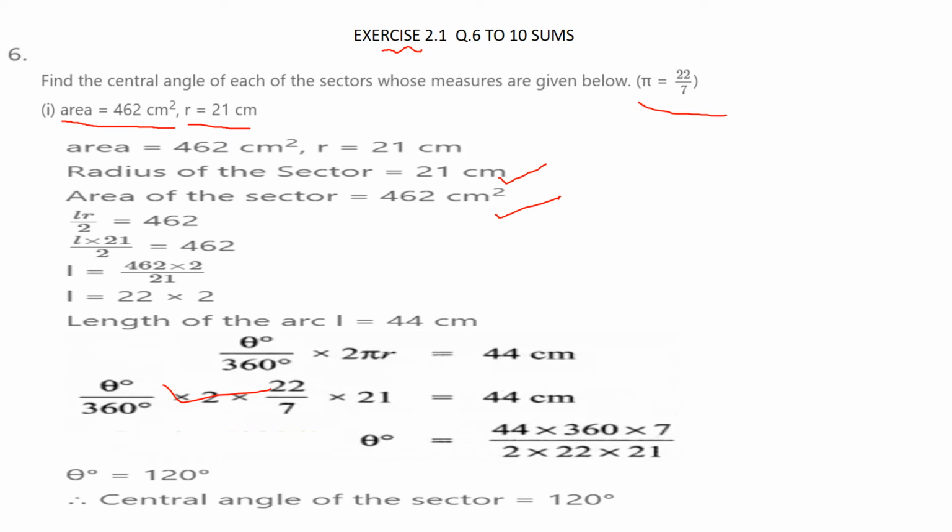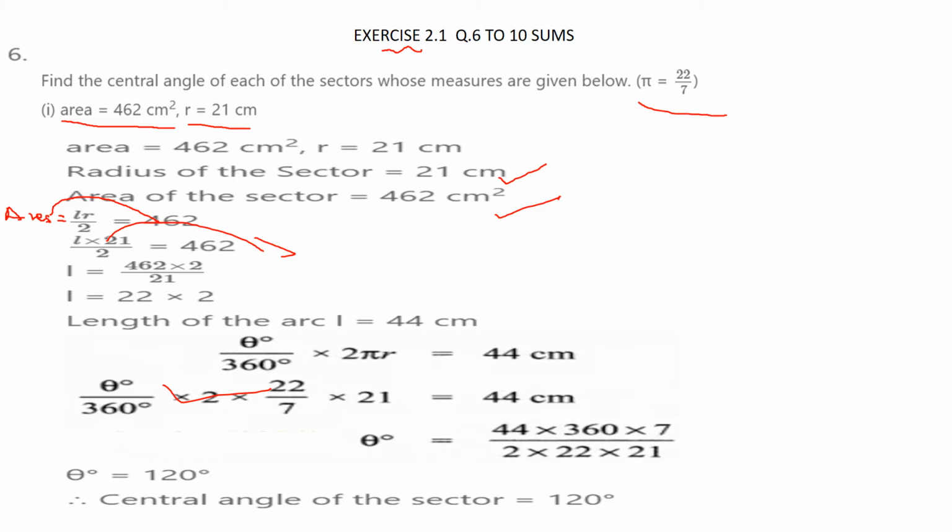So we have to find out the central angle, which means first we will find out L. So area equal to LR by 2. Area equal to LR by 2 equal to 462. So L into 21 by 2 equal to 462. You take it to the right hand side. So L equal to 462 into 2 by 21.